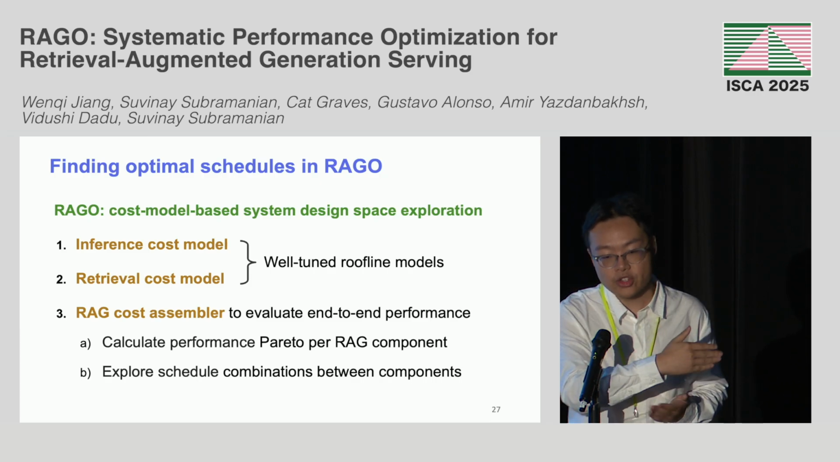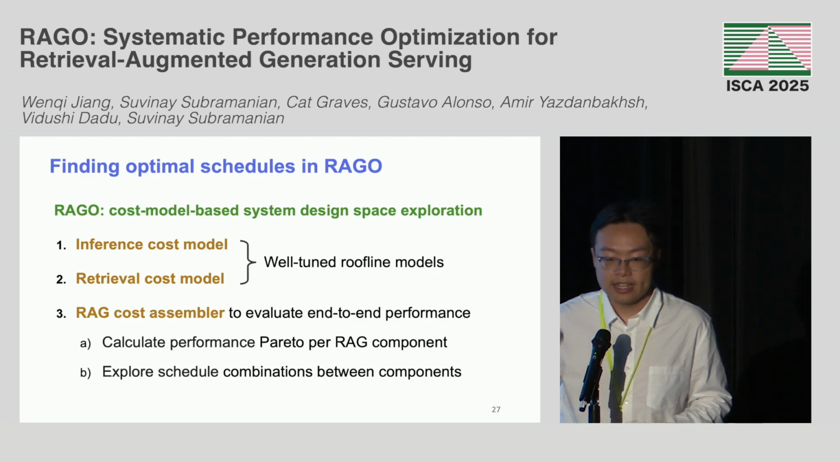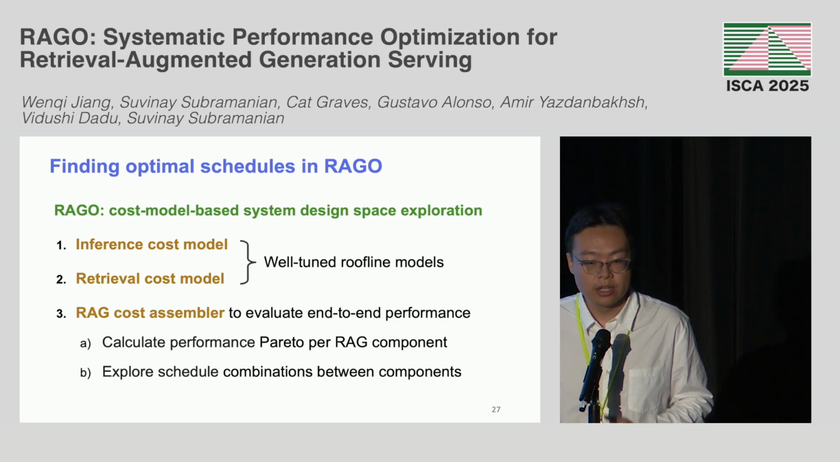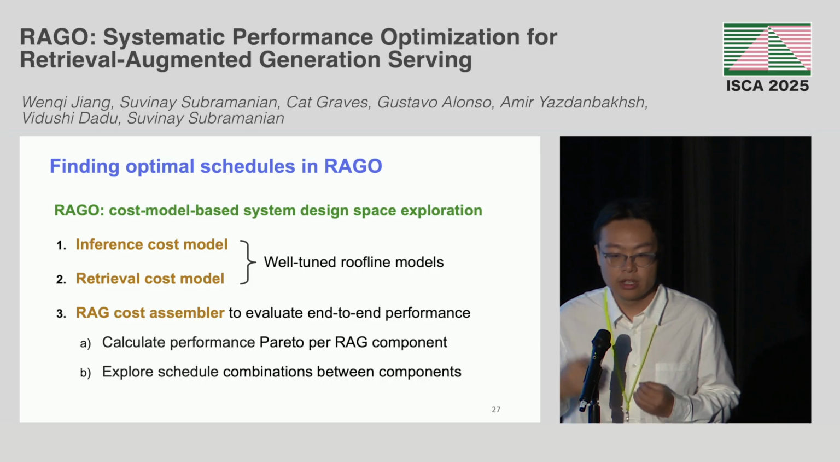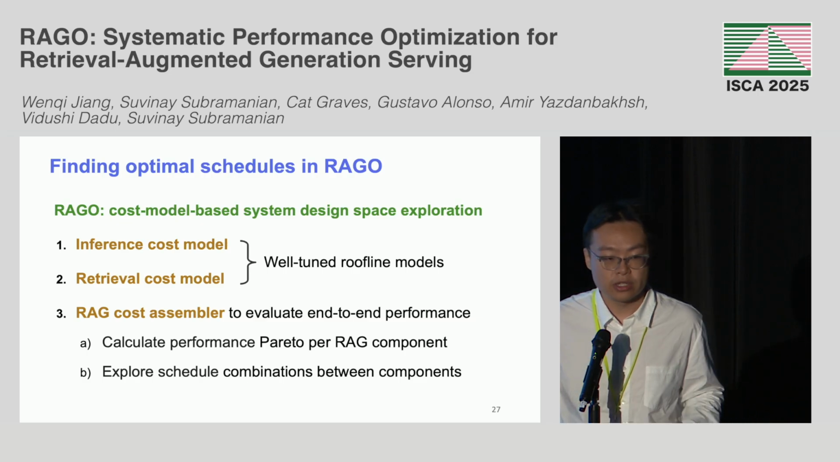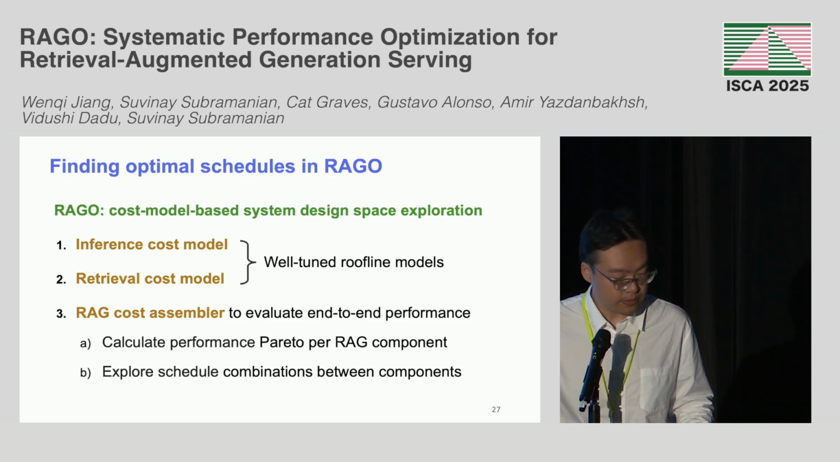After that, we can assemble the component-level performance to form the entire RAG serving performance. Essentially, we combine different strategies for each RAG component, and then given the user's performance requirement, we return the best system design decisions for the specific RAG workload.